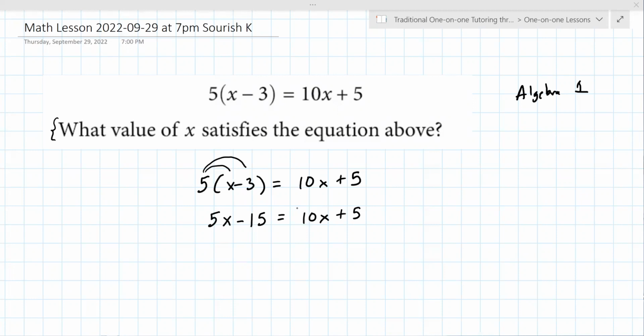Is the 10x positive or negative? Positive. So how do you undo addition? You have to subtract. Yes, so you're going to subtract 10x from both sides of the equation. What type of lesson is this? Solving equations.